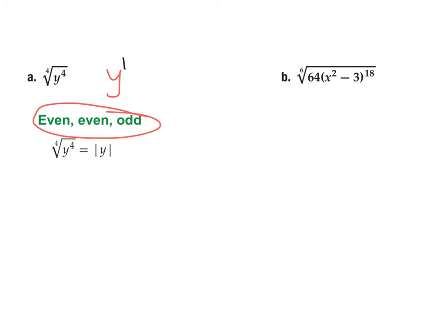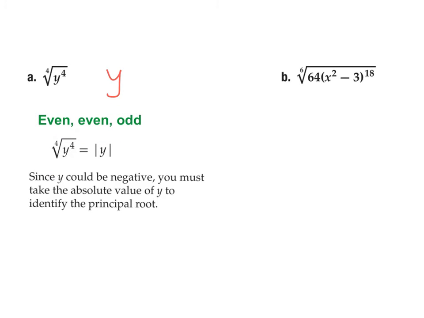Okay? So again, the even index, even power underneath, odd power as an answer. Even, odd. When that happens, we have to guard against it being negative. And the explanation is, since y could be negative, you have to put the absolute value around y. And this is what I talked about before about the principal root. Whenever I have an even index, the answer has to be positive.